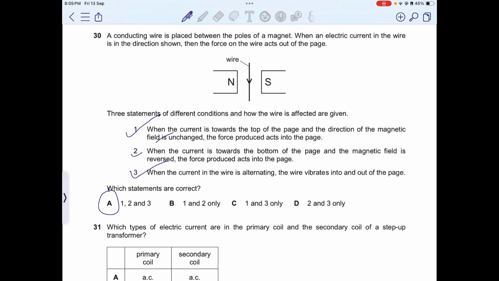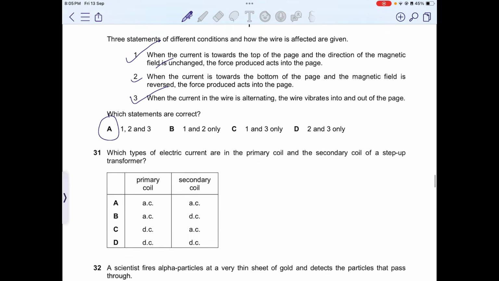Now return your hand to the same position, when the current is now towards the bottom of the page. That is, it is going in the same direction. The magnetic field is reversed. Magnetic field reversed means that your index finger points in the other direction. Again, you see your force is downwards, and 3 I already explained, so that is correct.